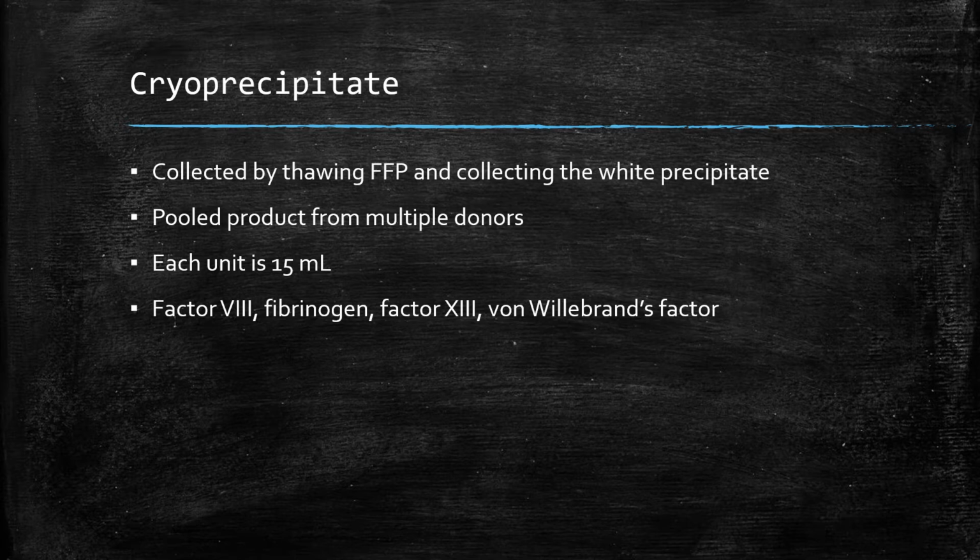Cryoprecipitate is made by thawing FFP and collecting the white precipitate that floats on top. This is another pooled product that comes from multiple donors. And each unit is only 15 mLs. Cryoprecipitate is very rich in fibrinogen and factors 8, 13, and von Willebrand's factor. The main use of this product is in replacing fibrinogen in patients who are undergoing DIC.